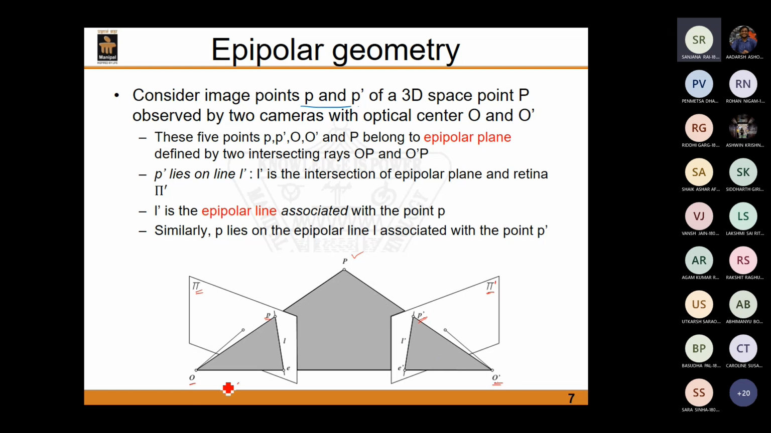If you look at this whole figure, we have different points here. We just saw five different points. That is, I have O and O dash, which are the camera centers. Then I have p and P dash, which are the image points.